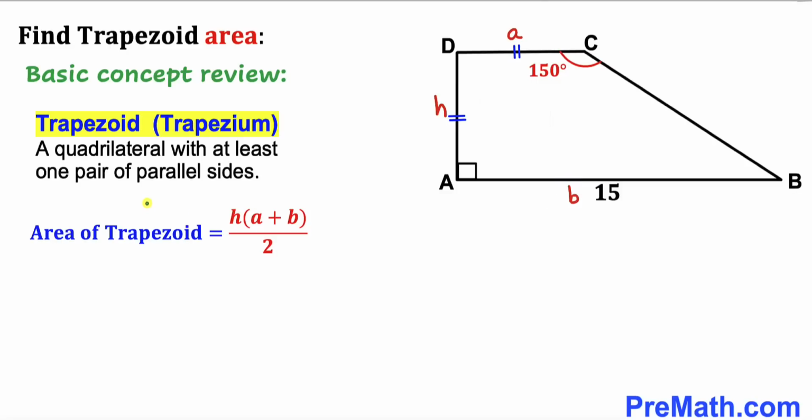Now let's recall the area of a trapezoid formula. Area equals height h times A plus B divided by 2. As you can see in this diagram, this is our base A, this is our base B, and this is our height h. We know this base B is 15. So our task is to find the value of A and h.